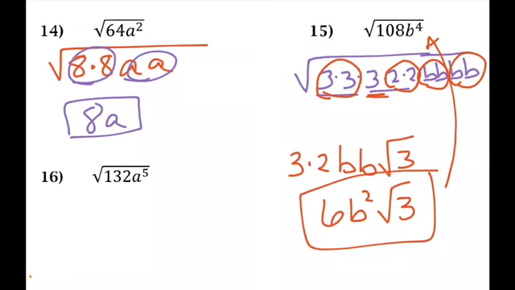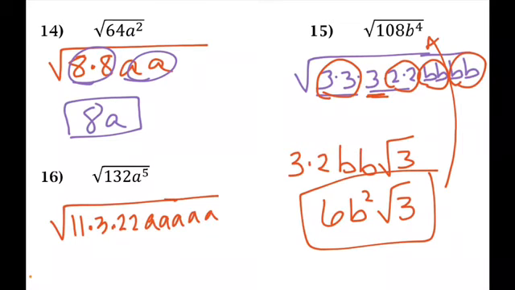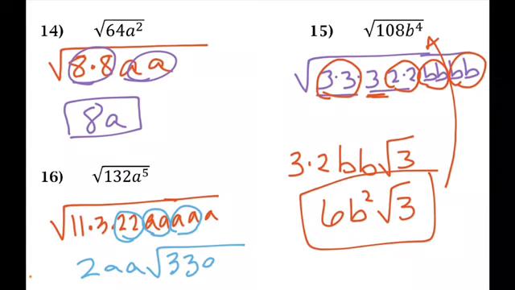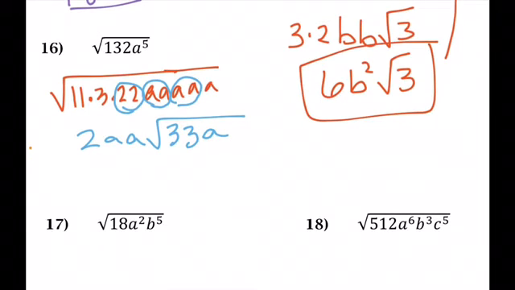And then 132, if I know my times tables, that is 11 times 12. So 12 is 3 times 4. And then a to the 5th is written out like this. Looking for pairs, I see a pair of 2s, a pair of a's, and another pair of a's. So I'm going to have 2a, a. Under my radical, I'll have 11 times 3 times a. So when I write that, I'm going to have 2a squared and then square root 33a.